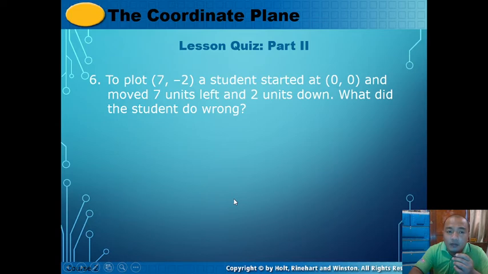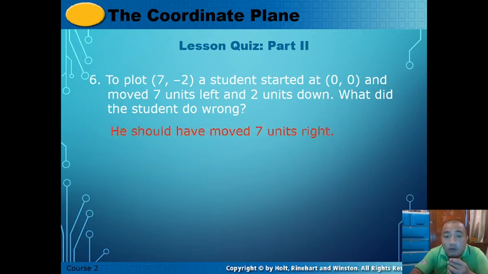Lesson quiz part 2. To plot 7, negative 2, a student started at the origin and moved 7 units to the left and 2 units down. What did the student do wrong? Okay, what's your answer? He should have moved 7 units right and not left, because it's positive 7. Okay, 7 units right.